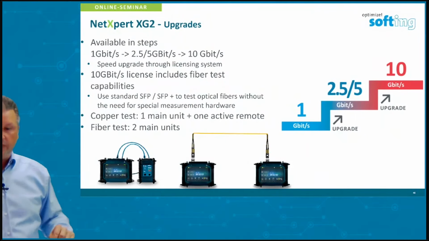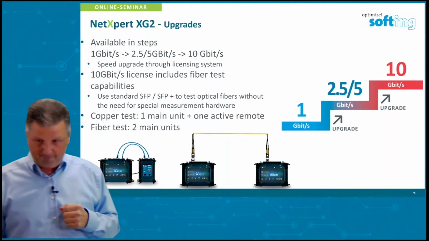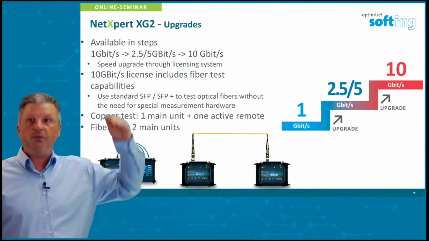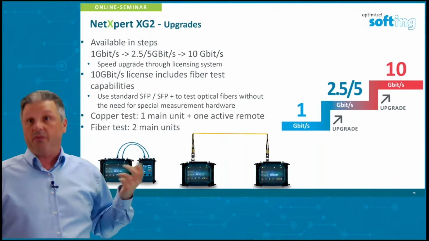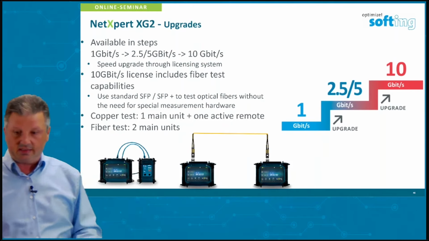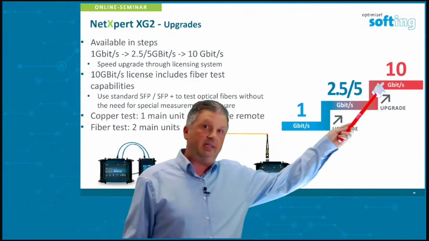Also, when you start with a 1 gig version, it's possible to upgrade with licenses. It's easy to say, okay, I started with 1 gig and go up to 2.5, 5, and 10 gig. Then you may own, or maybe have included, a license. We upgrade your devices, and then it's possible to measure the higher bandwidth rate up to 10 gigabit Ethernet.